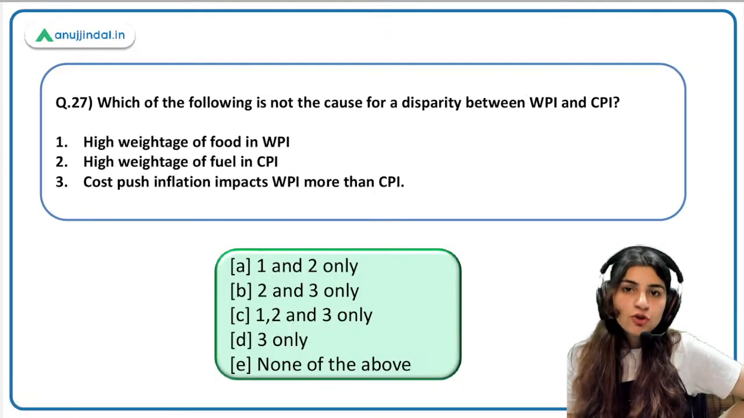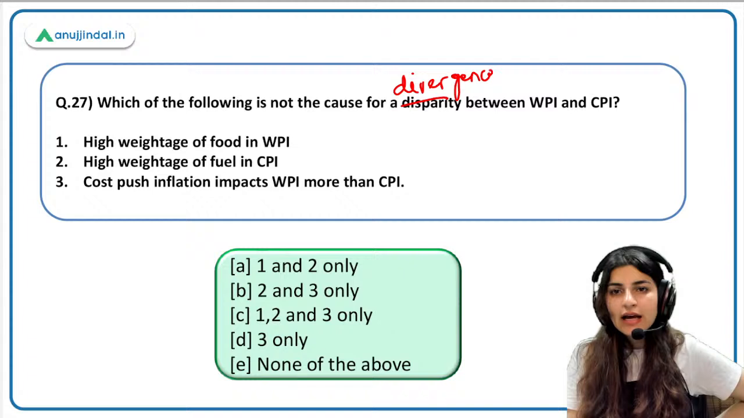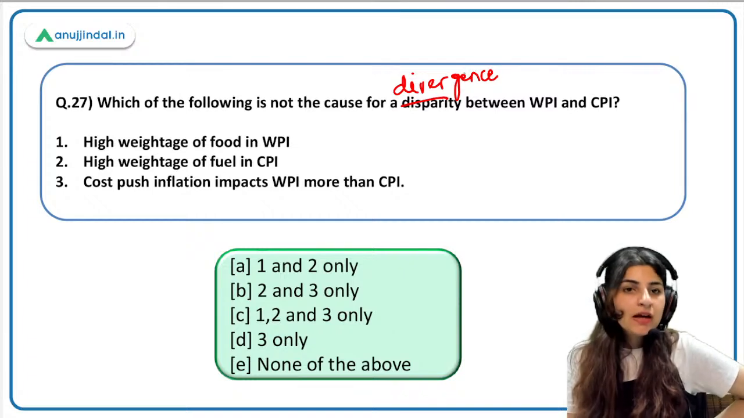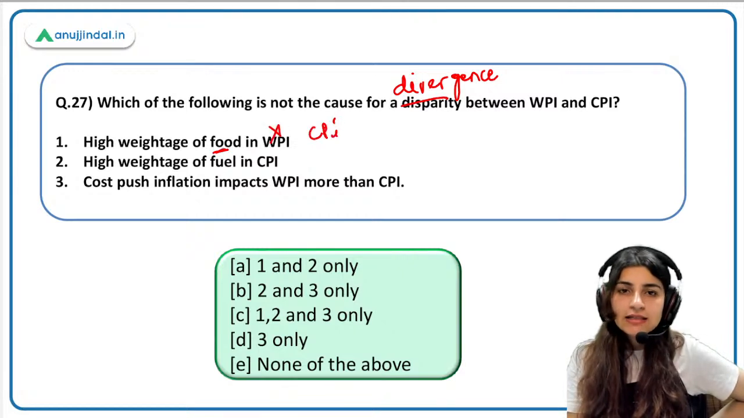Which of the following is not the cause for disparity? Here it is divergence between WPI and CPI. High weightage of food in WPI. Okay, so the food weightage is not high in WPI, it is high in CPI.